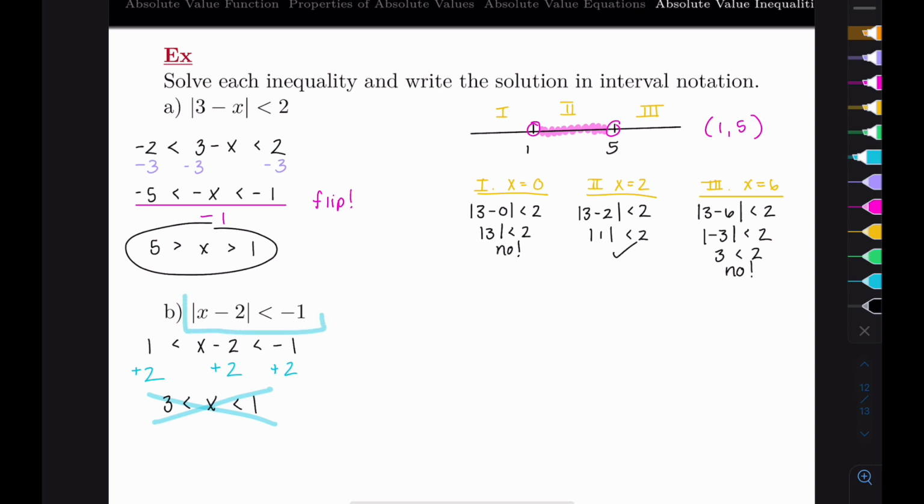And again, that's something I could recognize just from the very first statement. So I'm saying the absolute value is less than a negative number. This cannot happen. Okay? The absolute value will never be something negative. So your solution in interval notation would just be the empty set. No value of x is going to work.